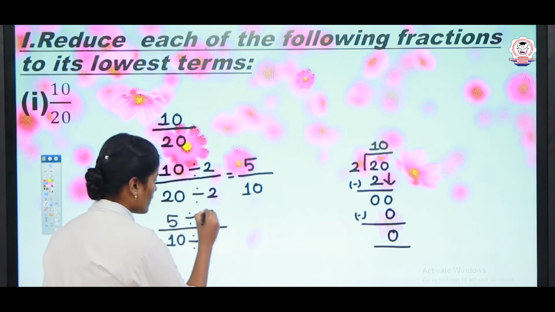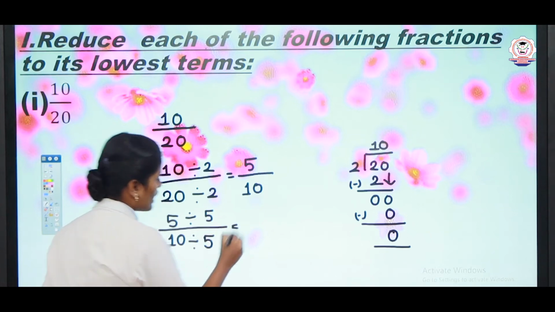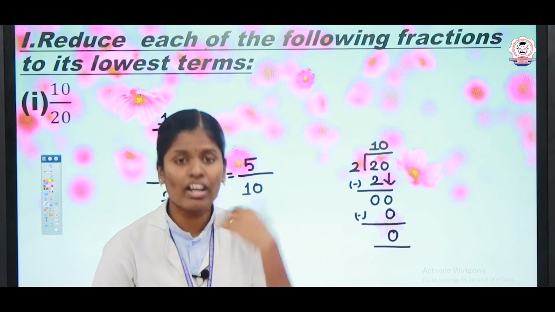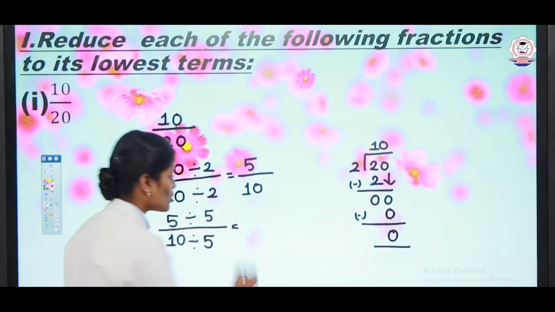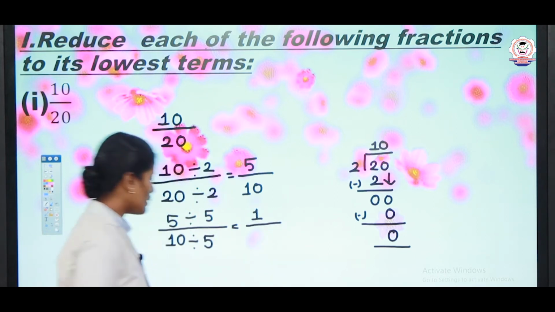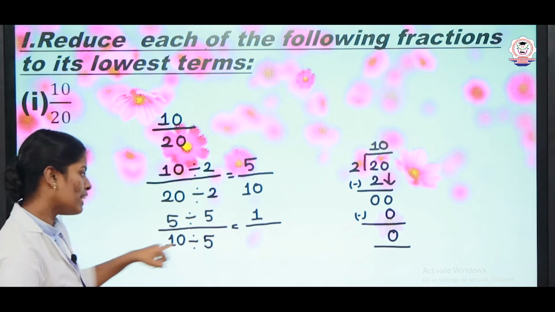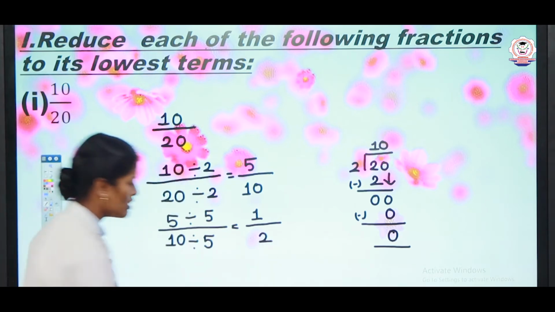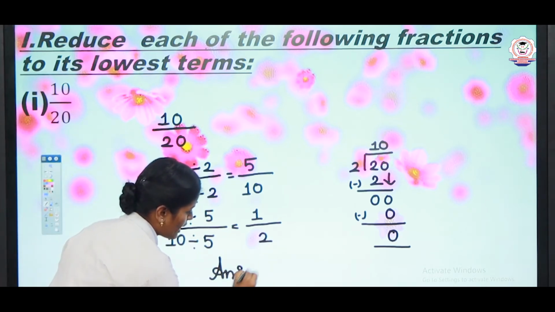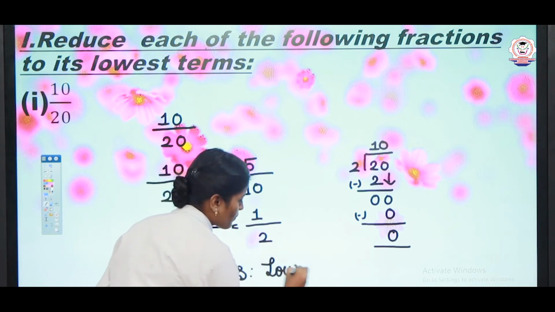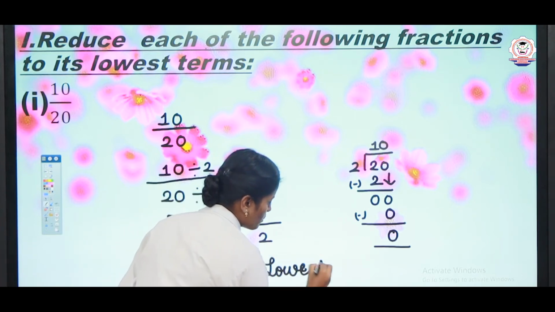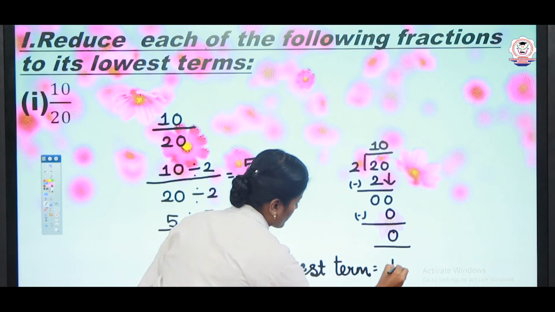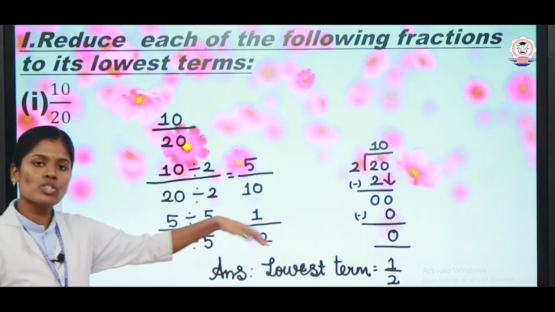Take 5 divided by 5. Now 5 table of 5 is very good. How many times? 1 5s are 5, or 5 1s are 5? Only one time. So write the answer 1, divided by 10 divided by 5. Again, 5 table of 10 is totally 2 times. So our final answer is 1 by 2. We should write the answer: the lowest term is 1 by 2.